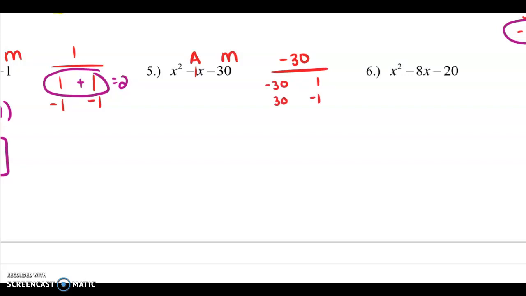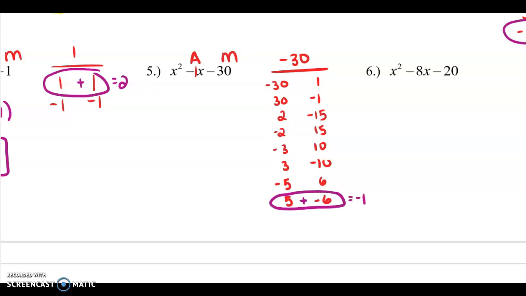Like I said, you don't have to list out the factors if you don't want to. 2 and -15, or -2 and 15, -3 and 10, 3 and -10. Haven't gotten to -1 yet because it's 5 and 6, some form of 5 and 6. So -5, +6, or +5, -6. So since I want to get to a -1, that bottom pair is the pair that's going to get me to a -1. So that's going to give me the factors of x plus 5 and x minus 6.